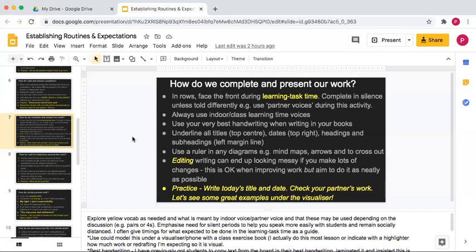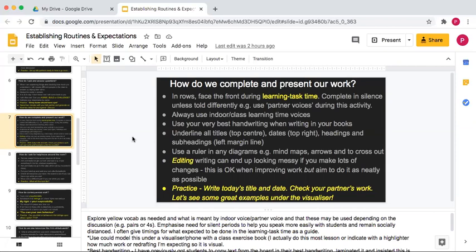Sometimes I might say, okay, during this activity, use your talk partner with a partner voice, an indoor voice, to discuss as you generate these ideas. But I would give a specific time frame to that as well.